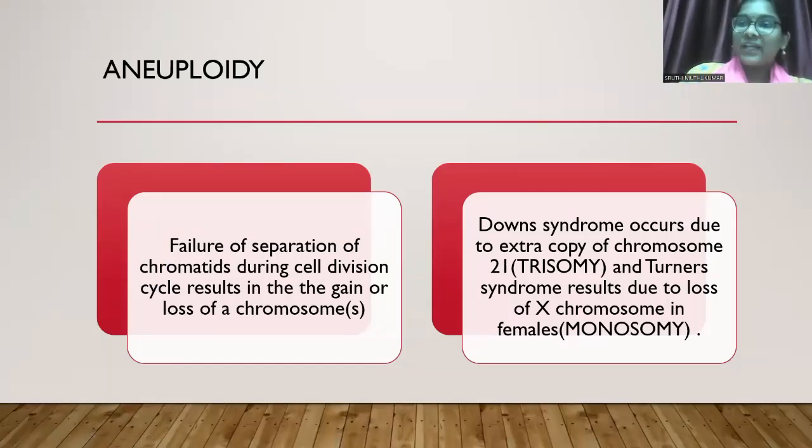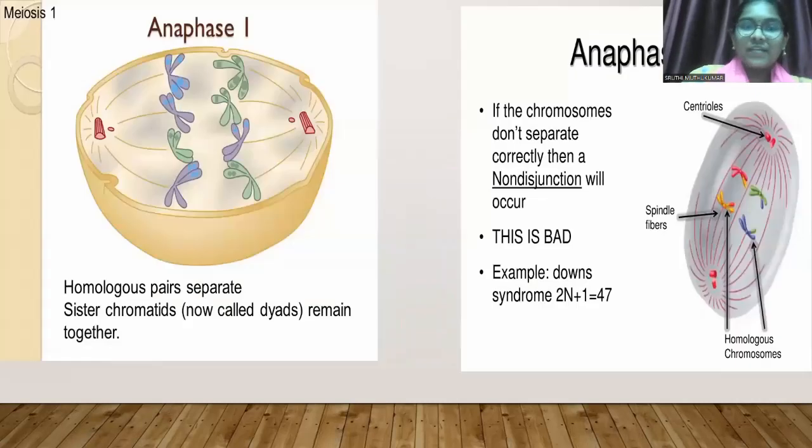It occurs due to the failure of separation of the chromatids during the cell division process. So this either results in a gain or a loss of chromosome. Let me show this with the help of a diagram. I tried making a diagram for you, but annotation didn't work for me, so I found diagrams online. Anaphase 1 is a process in meiosis 1, which we learned in the cell division chapter. In anaphase 1, the homologous chromosomes move to the opposite poles.